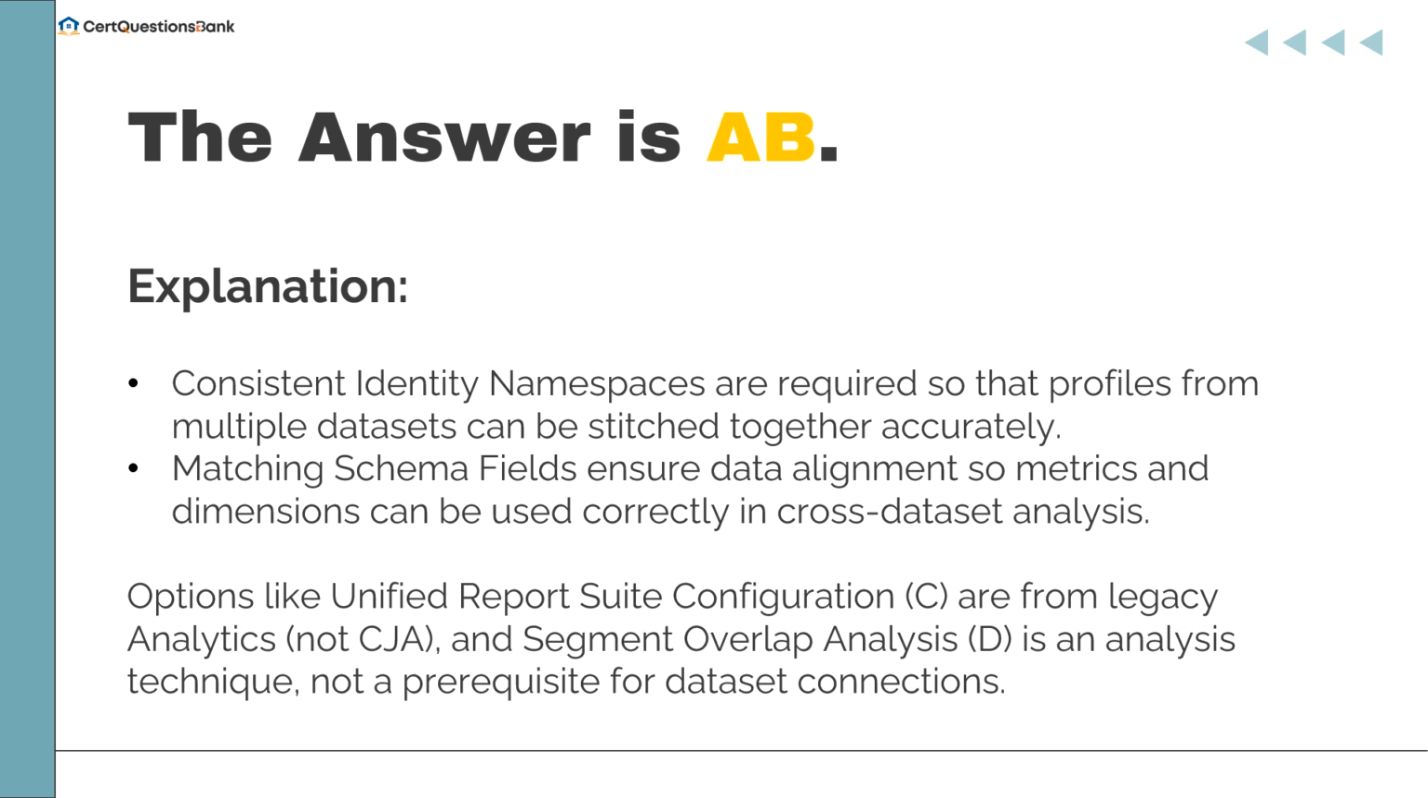Consistent identity namespaces are required so that profiles from multiple datasets can be stitched together accurately. Matching schema fields ensure data alignment so metrics and dimensions can be used correctly in cross-dataset analysis. Options like Unified Report Suite Configuration, C, are from Legacy Analytics, not CJA, and Segment Overlap Analysis, D, is an analysis technique, not a prerequisite for dataset connections.